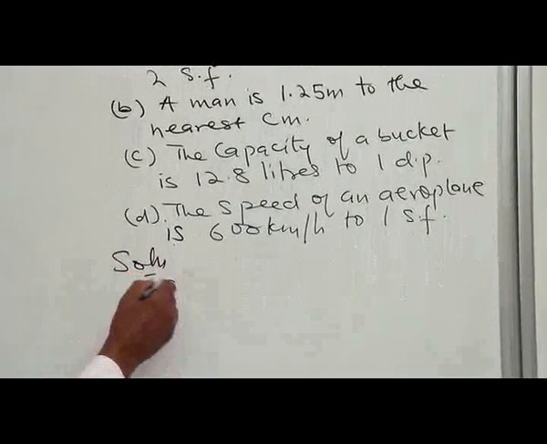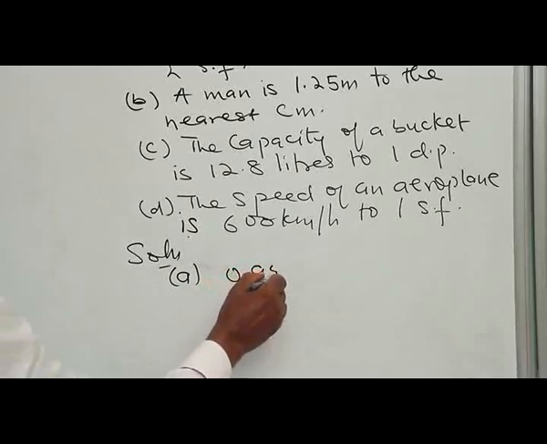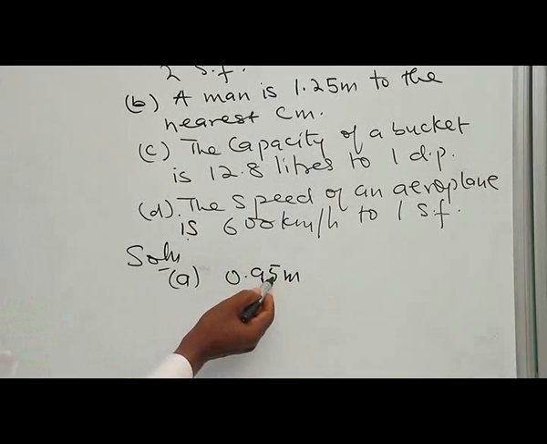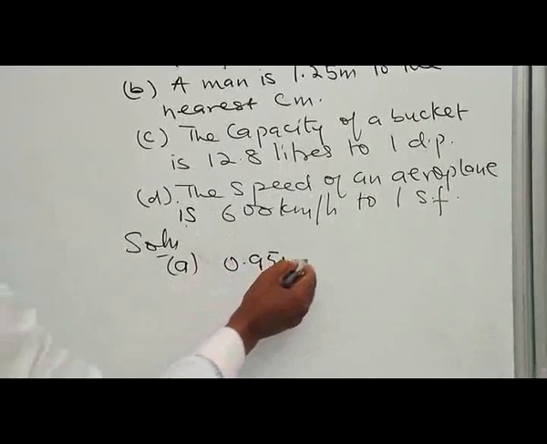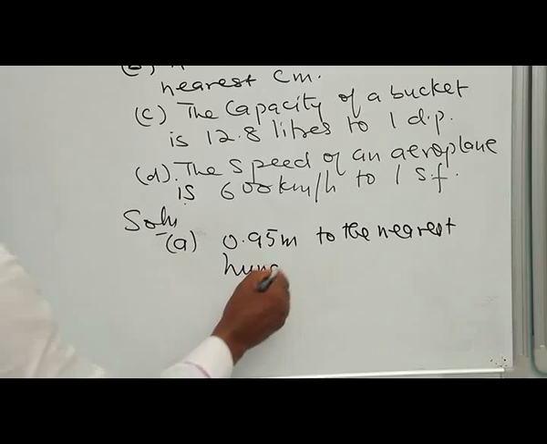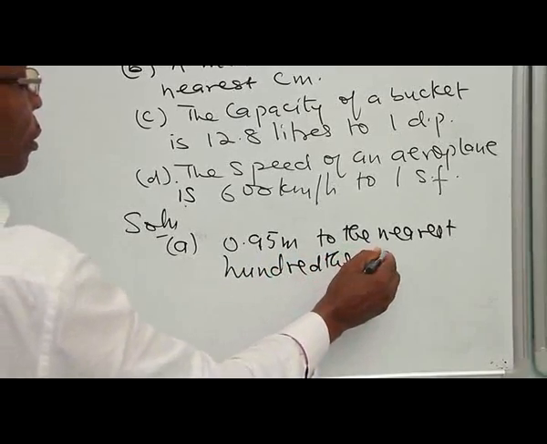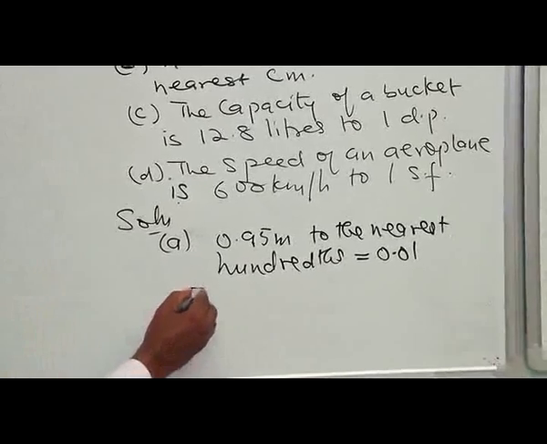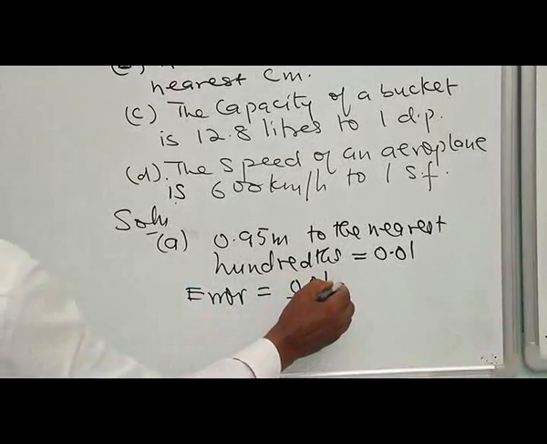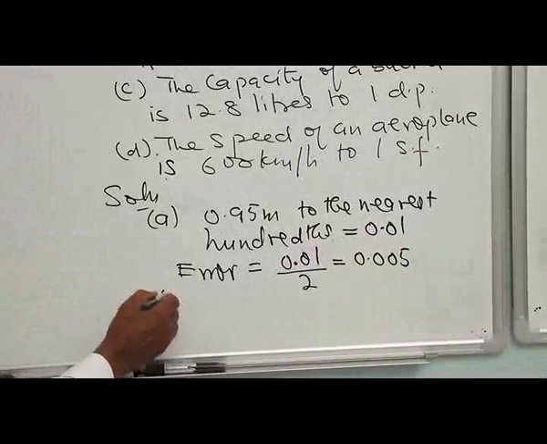Solution. Let's take the first one, A. You will observe that 0.95 meters to 2 significant figures means to the nearest hundredth. And the nearest hundredth is equal to 0.01. The error, therefore, will be equal to 0.01 divided by 2. And that will be equal to 0.005.